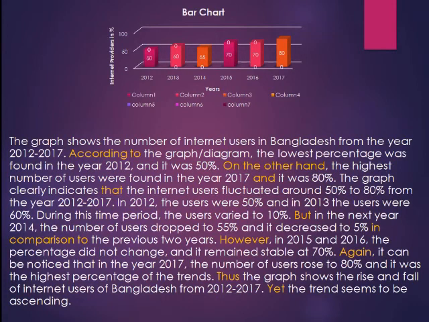Thus, the graph shows the rise and fall of internet users of Bangladesh from 2012 to 2017. Yet, the trend seems to be ascending. That is going to be up or going to be upwards. So this could be a sample answer which you must follow.